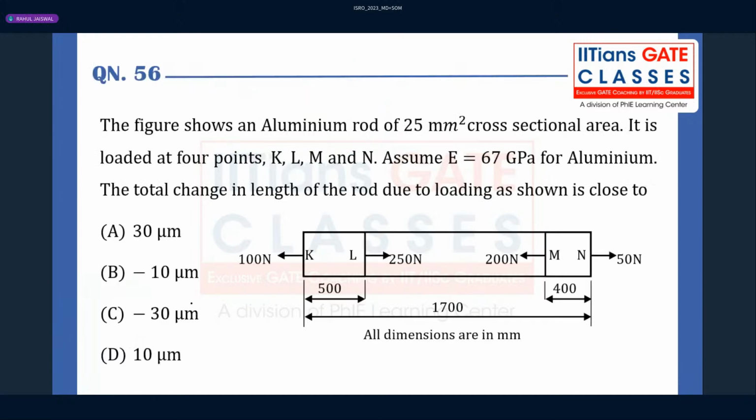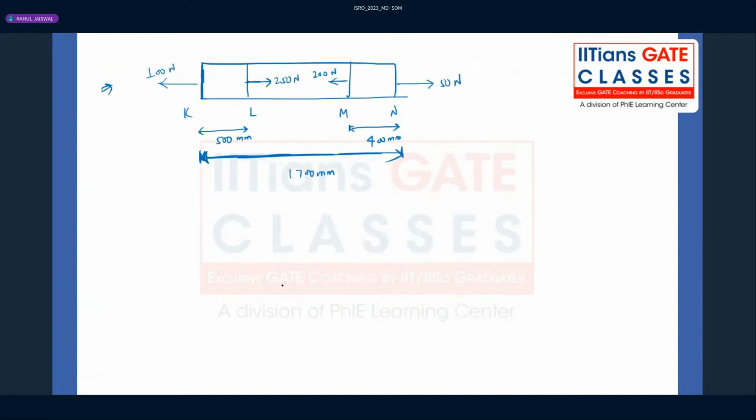They are asking for the total change in the length because of the loading condition they have given. Let us consider three segments: KL, LM, and MN. First of all, what is the load acting in the KL member? Whenever you are calculating load, either see the left side or the right side, do not see both sides at a time. From the left side it is easy because only one load, 100 Newton, is acting, and that is plus because the load is going away from the cross section.